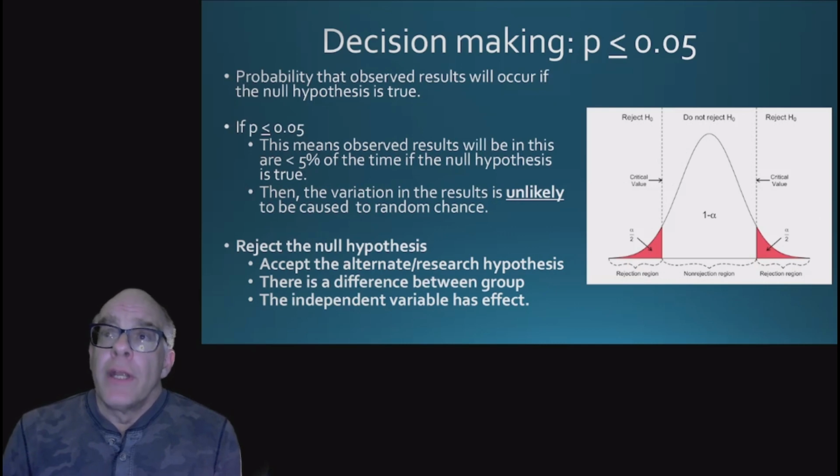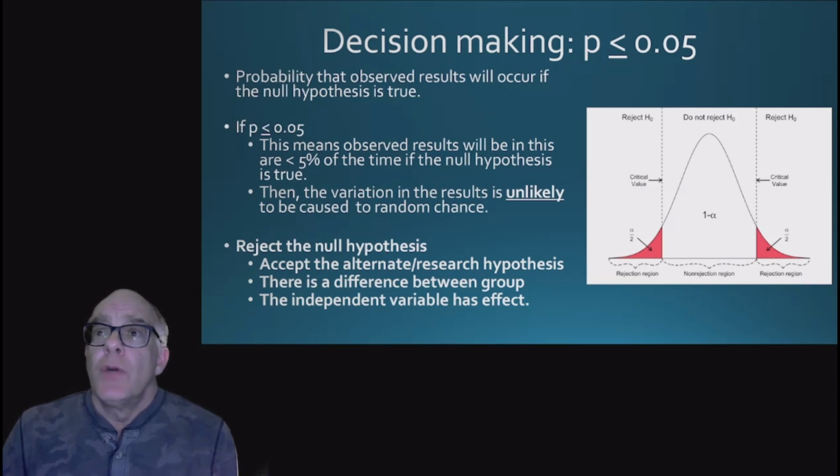Now, the alternative to the p-value being greater than 0.05 is a p-value that is less than or equal to 0.05. Again, the p-value indicates the probability that our observed results will occur if our null hypothesis is true. If our p-value is less than or equal to 0.05, this means that the observed results will be in this region, this 5% of the region.